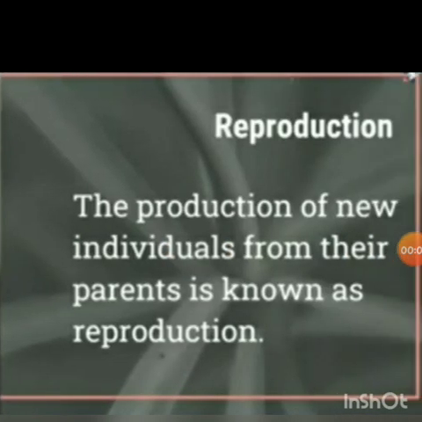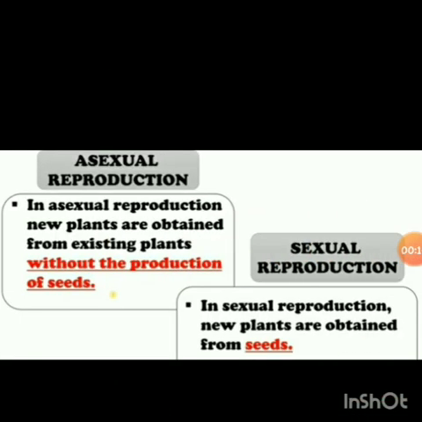So what is reproduction? The production of new individuals from their parents is known as reproduction. There are two types of reproduction. That is asexual reproduction and sexual reproduction. So what is asexual reproduction?